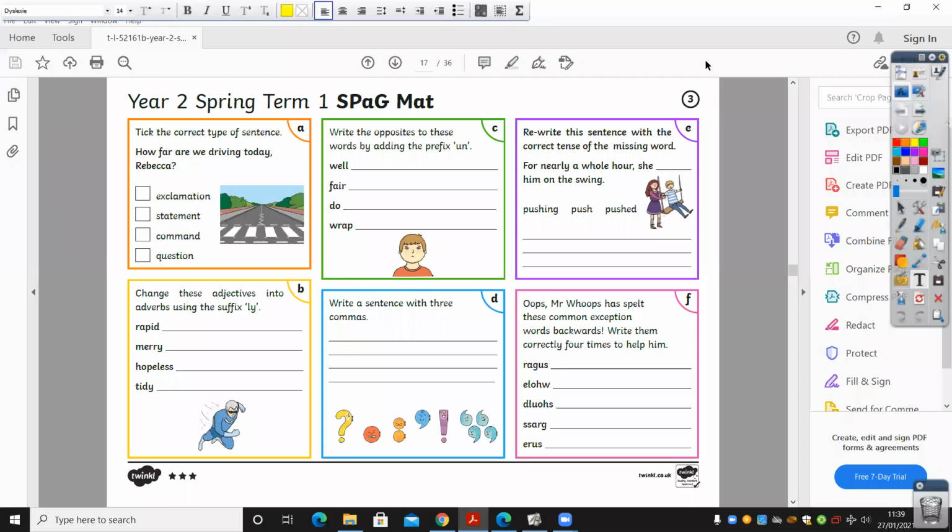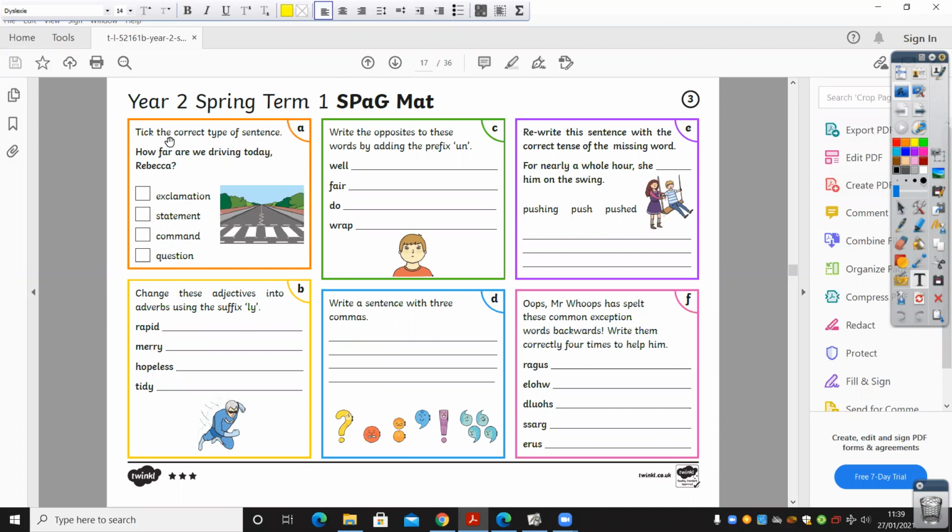Good morning, children. Today we are going to be completing the Year 2 Spring Term 1 SPaG Math 3. The reason why we are on SPaG Math 3 is because we didn't complete one in the first week. So I know it's week 4, but we are completing SPaG Math 3 today. So let's have a look at the questions.